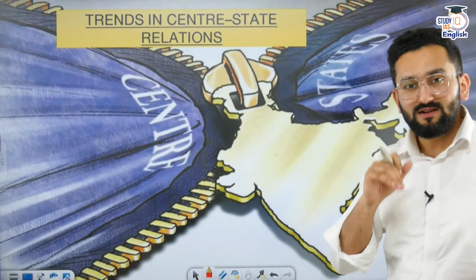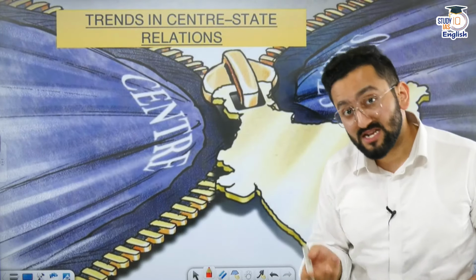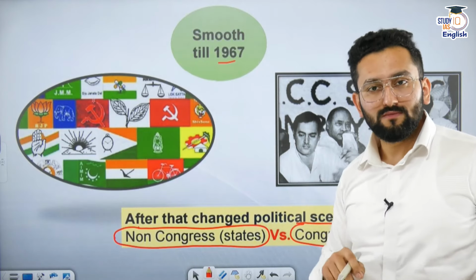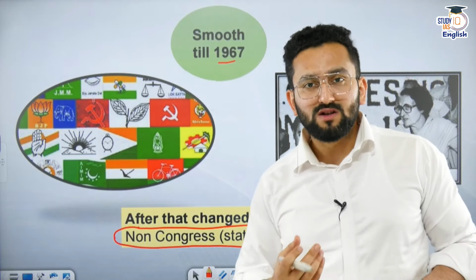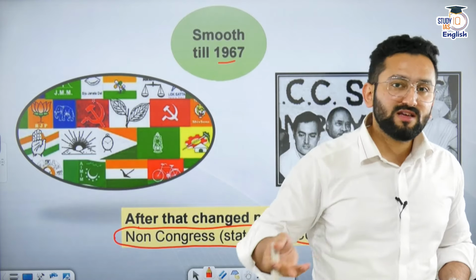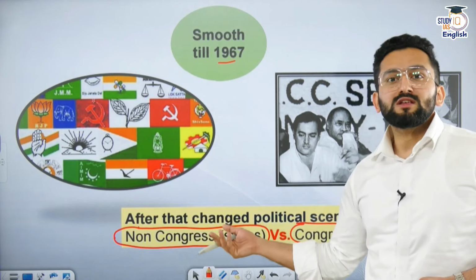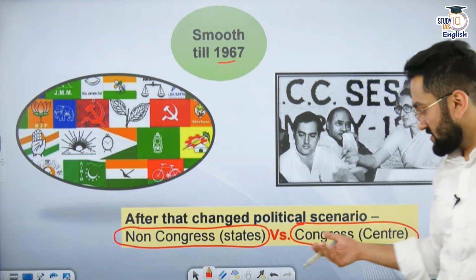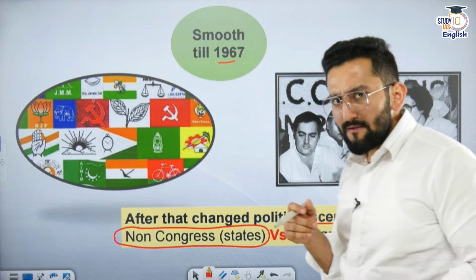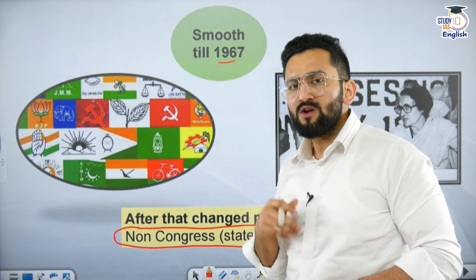So let's talk about trends, means the issues between center and state. Were they prominent in the 1950s and 60s also? No. Till 1967, the relations were quite smooth. And the reason was, Congress party was having hegemony. In center there was Congress, in states there was Congress. And as we saw that many states got non-Congress parties leading the government and Congress at the center, then conflicts started emerging.